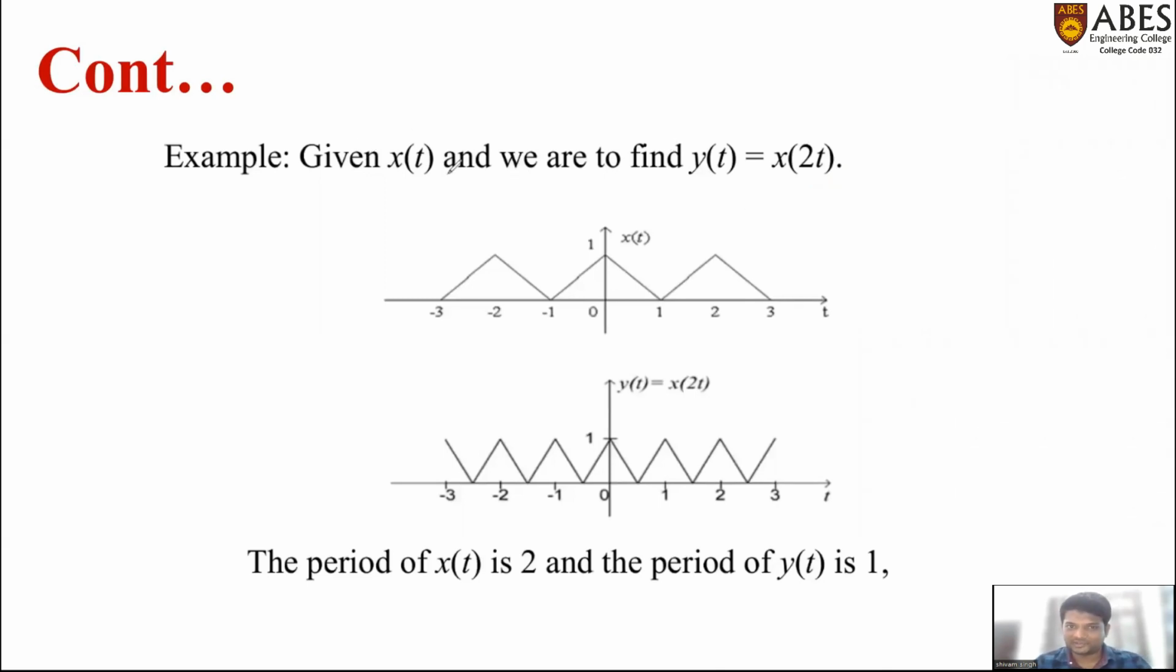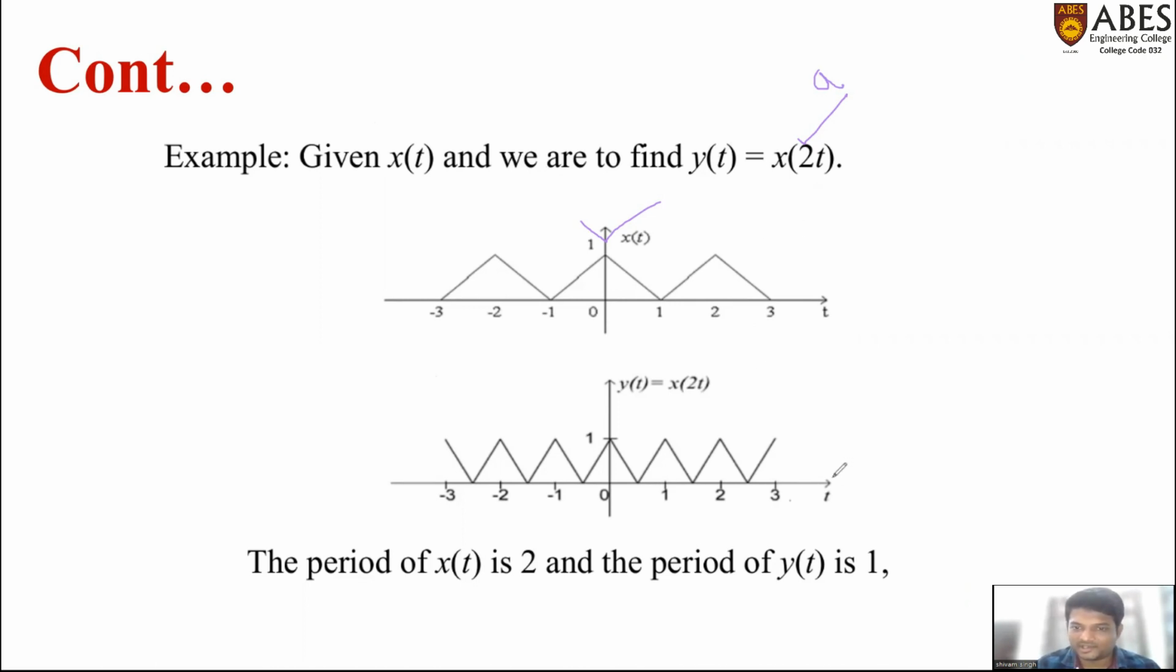So given x of t, here x of t is the original signal. Now what they are saying, we are to find y of t equal to x of 2t. Here a will be 2. So what you have seen in the previous slide, that if a is greater than 1, then your signal will be compressed in time domain.